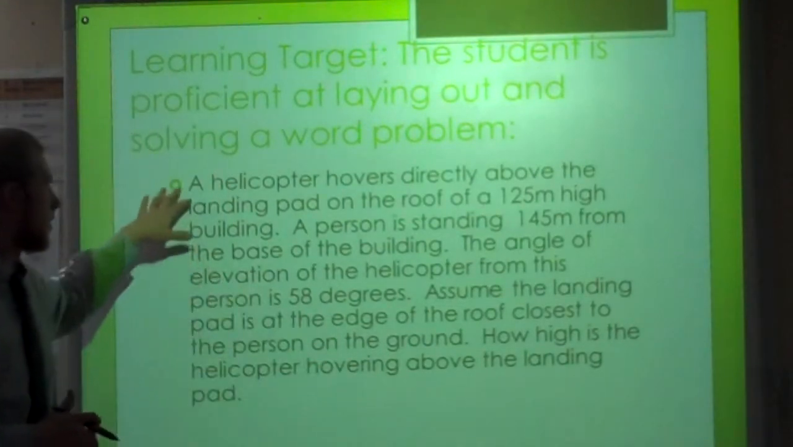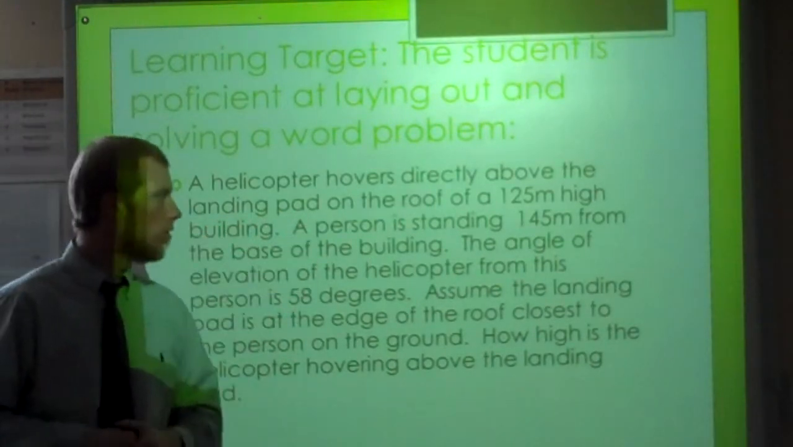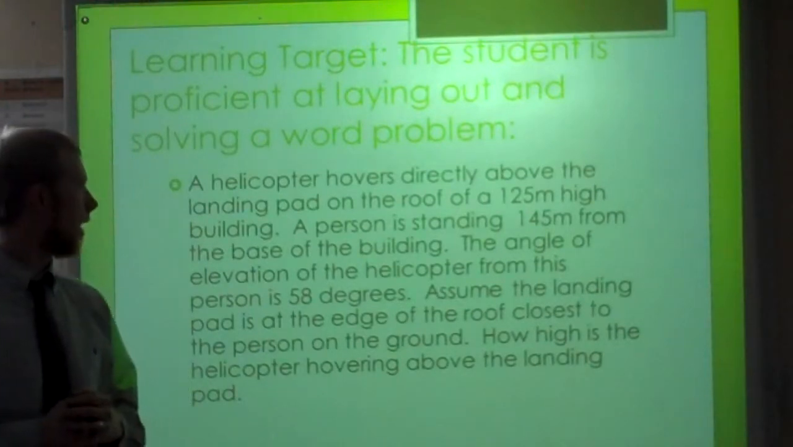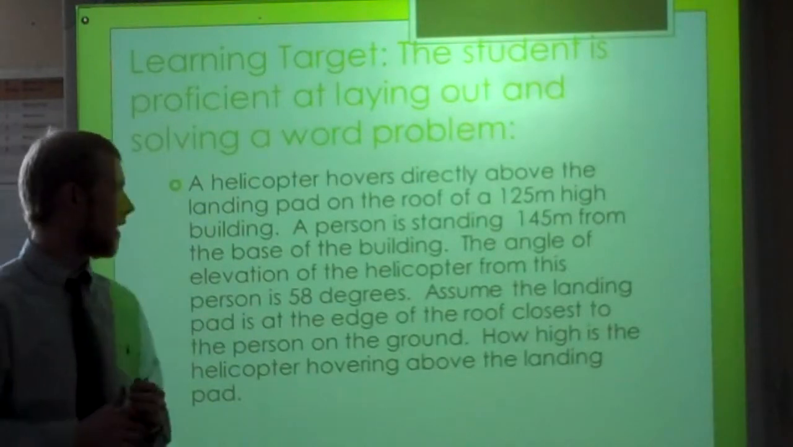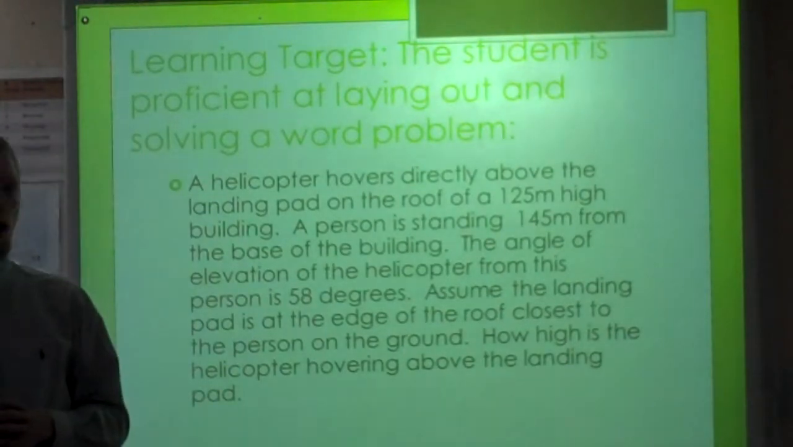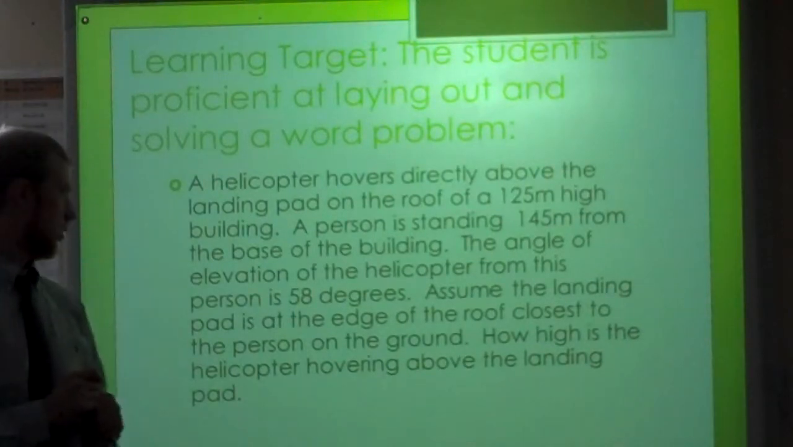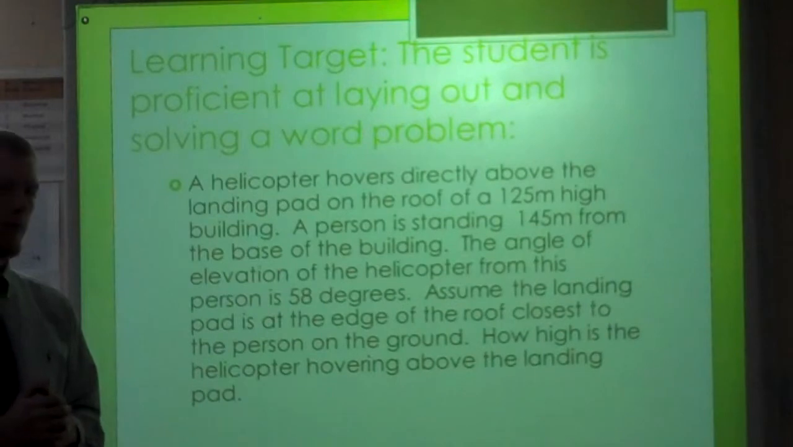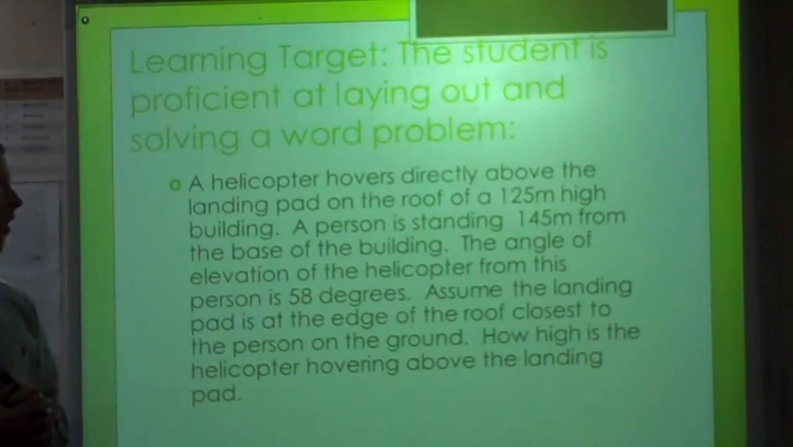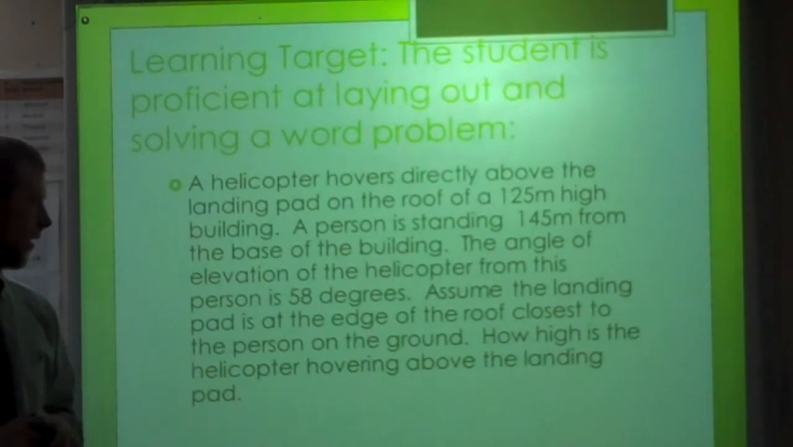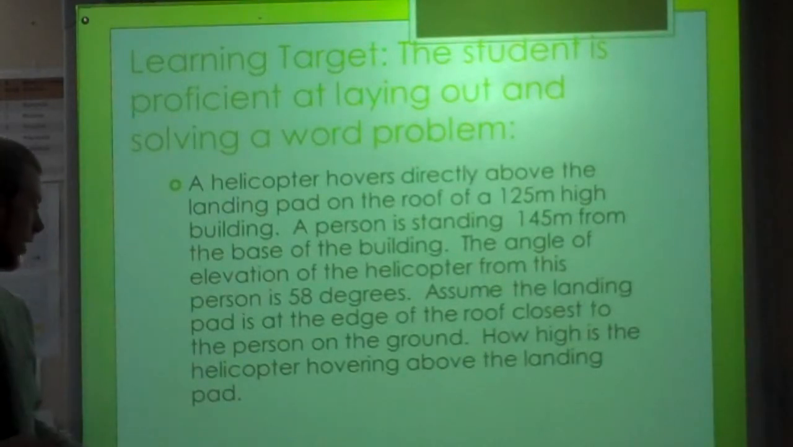Our problem here says a helicopter hovers directly above a landing pad on the roof of a 125-meter high building. A person is standing 145 meters from the base of the building. The angle of elevation of the helicopter from this person is 58 degrees. Assume the landing pad is at the edge of the building, closest to the person. How high is the helicopter hovering above the landing pad?